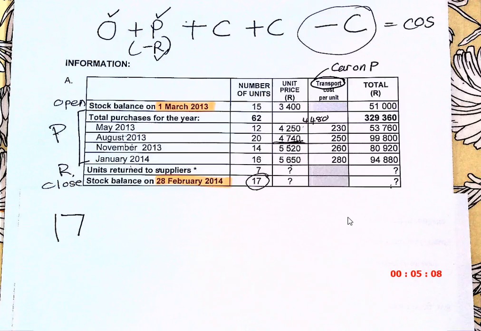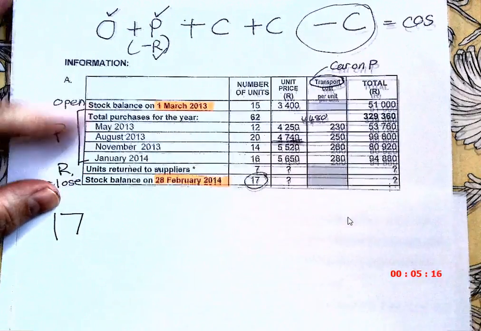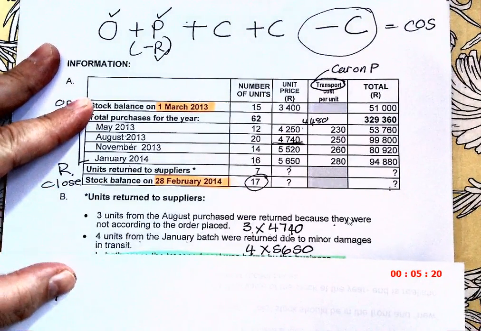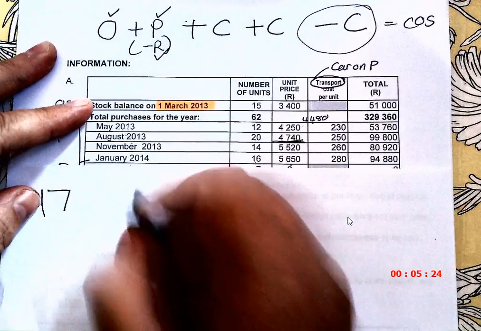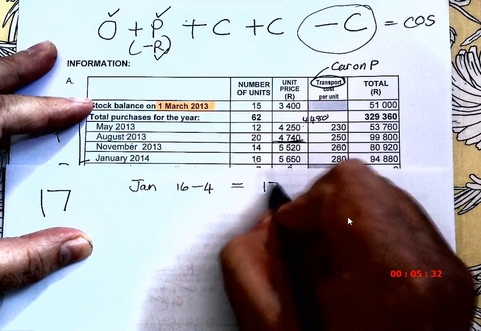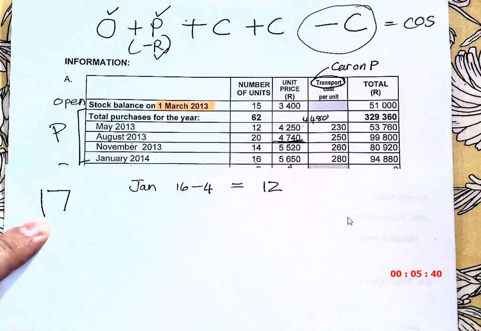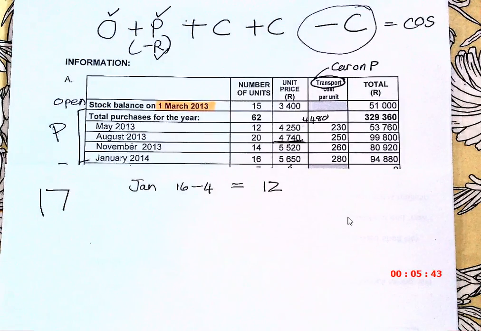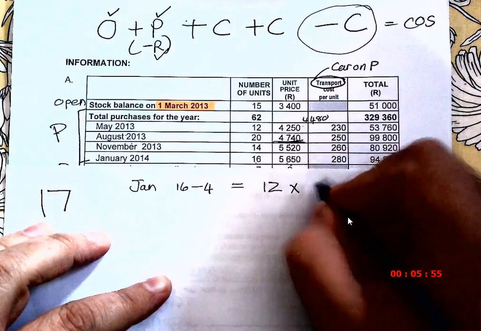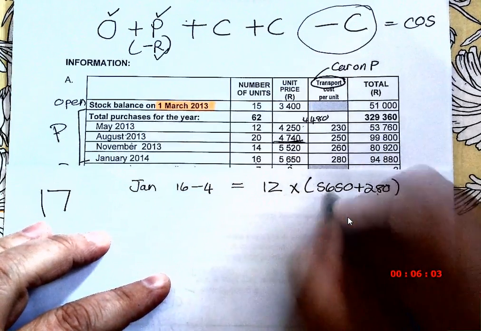So you're going to start right at the bottom. So, how many products were in January? Not 16. Remember, how many were returned? 4. You understand that? So in other words, January batch had 16, we returned 4, so I have 12 units, and I assume that 12 units form part of that 17. Does that make sense? Because the 17 I counted, 1, 2, 3, 4, 5, 6, 7, 8, 17, and now I say, okay, so 12 of that 17 I'm going to value at 5,650 plus 280, because I'm loading the price with the transport.